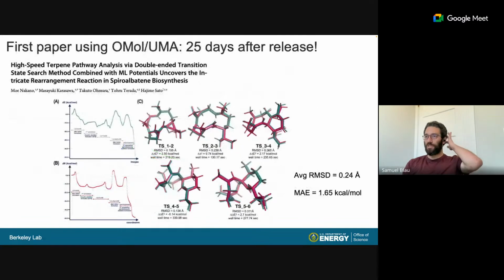So just to show a couple of these other things that people have been doing, 25 days after we released the data set and the models, the first paper was posted using them to do science. They were doing these complex terpene reaction pathways, and they were shocked to get minuscule RMSDs of DFT versus the MLIP for the transition state structures. Very small, 1.65 kcal per mole difference between the MLIP and DFT. And of course, the MLIP is 10,000 times faster than DFT. So it really unlocks a scale and speed of simulation that could never have been done previously. We were super excited to see this.